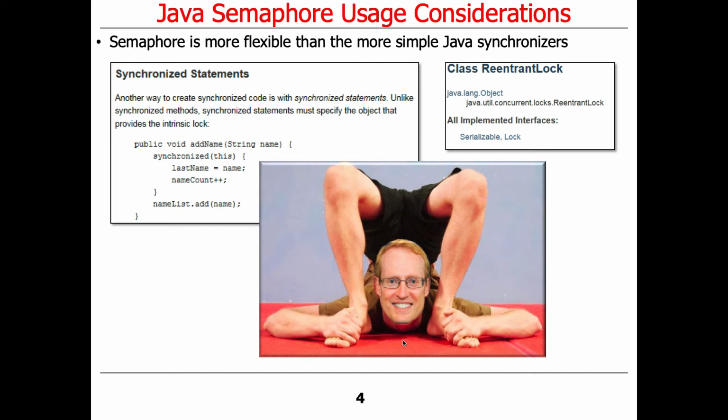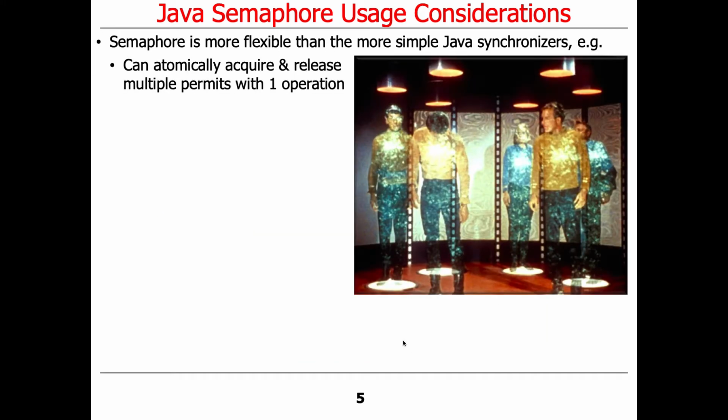With respect to synchronized statements, which we'll talk more about later, that's the synchronized keyword. With respect to reentrant lock, which we'll also talk a bit more about later, those are all fully bracketed. And semaphores can do more things than those simpler synchronizers. One of the things you can do is atomically acquire and release multiple permits with a single operation, so you can get multiple things, kind of like beaming down the away team on Star Trek. You can do them all in one fell swoop.